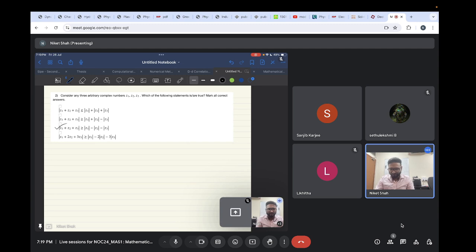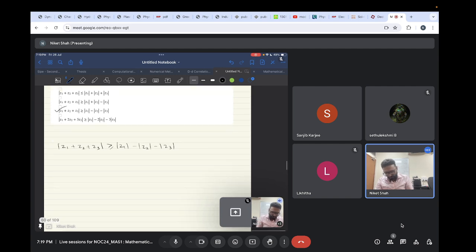Okay, so let's do this. What I want to prove is that mod of z1 plus z2 plus z3 is greater than or equal to mod z1 minus mod z2 minus mod z3. By the way, I don't want to prove this. I want to check whether this statement is true or not. I don't know whether it's true or not.